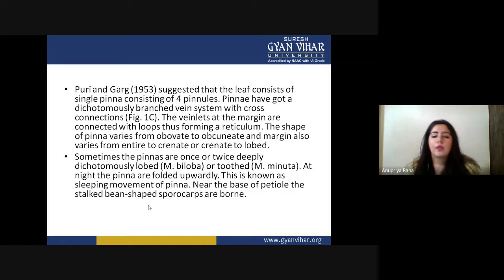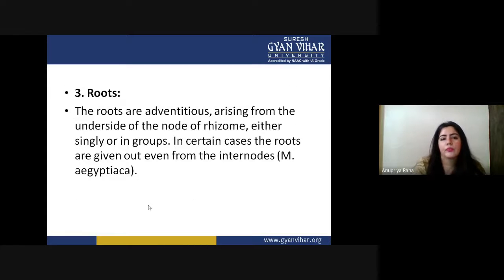Near the base of the petiole, on the stalk, bean-shaped sporocarps are born. So where the petiole is attached to the rhizome, at the stalk portion, bean-shaped sporocarps are born. The reproductive units are placed at the bottom of the petiole, at its origin from the rhizome.